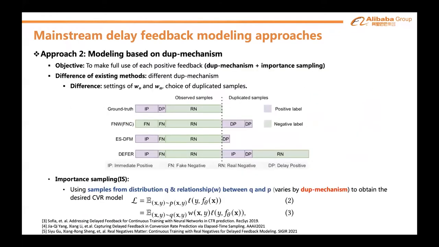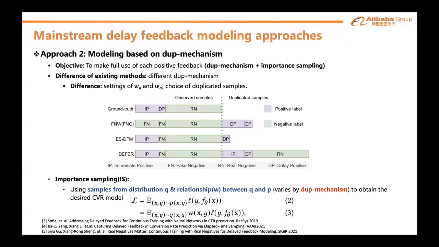In order to make full use of each positive sample, the other approaches employ a sample duplication mechanism to partially reuse samples with the actual label during training. The main difference of existing methods lies in the design of the dupe mechanism. More specifically, the differences between dupe mechanisms lie in the settings of WO, WA, and the choice of duplicated samples.